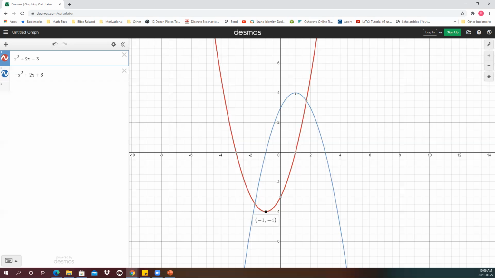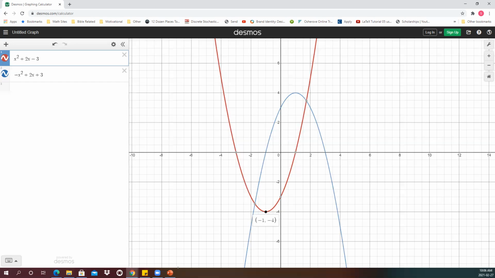You can only have one per curve. Either you're going to have a maximum or a minimum. It's a maximum if the curve is a mountain, right? Or a frown. It's a minimum if your curve is a smile or a valley, all right?